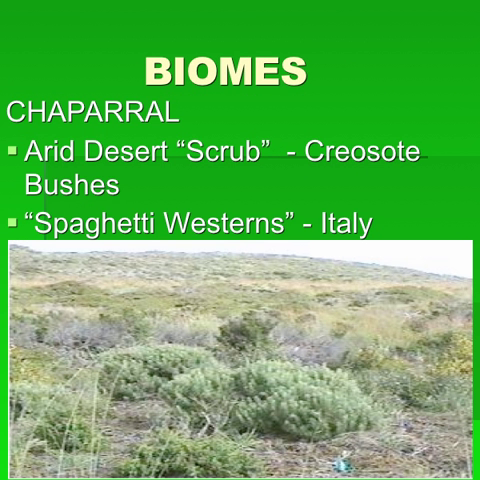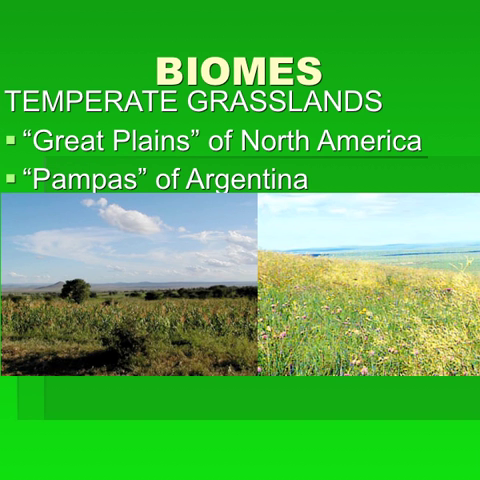Chaparral is an arid desert scrub, creosote brush. Italy and some areas in the western U.S. will have this arid but cooler desert. The Great Plains of North America and the Pampas of Argentina, the grasslands, tremendous for, in the past, bison and other grazing animals, now for growing our wheat and raising cattle.